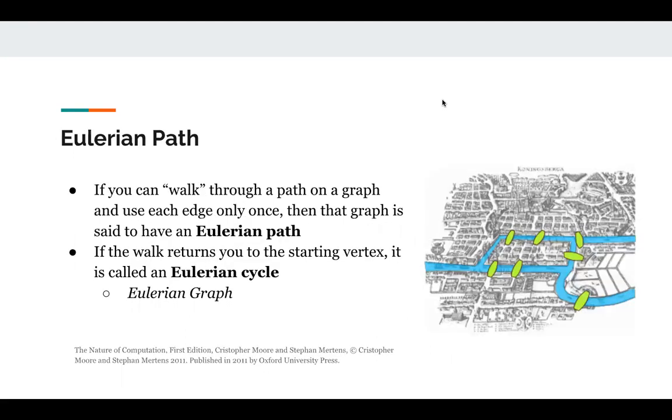Eulerian path. If you can walk through a path on a graph and use each edge only once, then that graph is said to have an Eulerian path. If the walk returns you to the starting vertex, it is called an Eulerian cycle. Graphs that possess Eulerian cycles are said to be Eulerian graphs. A graph contains an Eulerian cycle if every vertex has even degree. If two vertices have odd degree, it contains an Eulerian path, but not an Eulerian cycle.